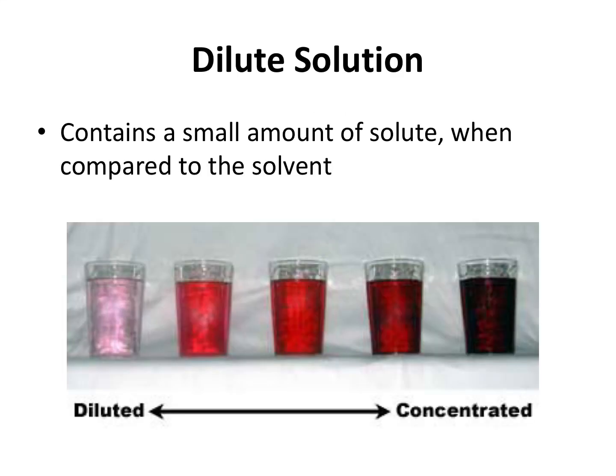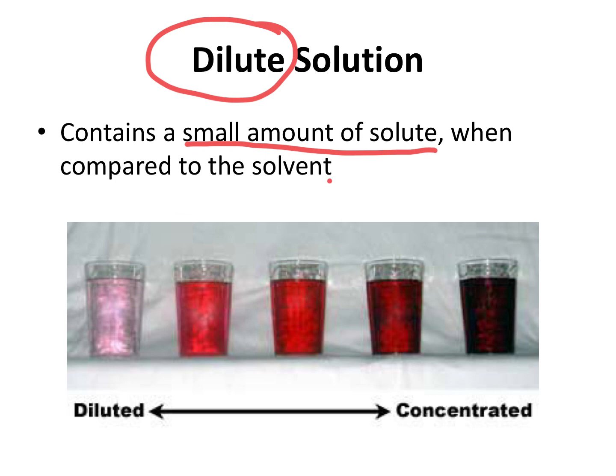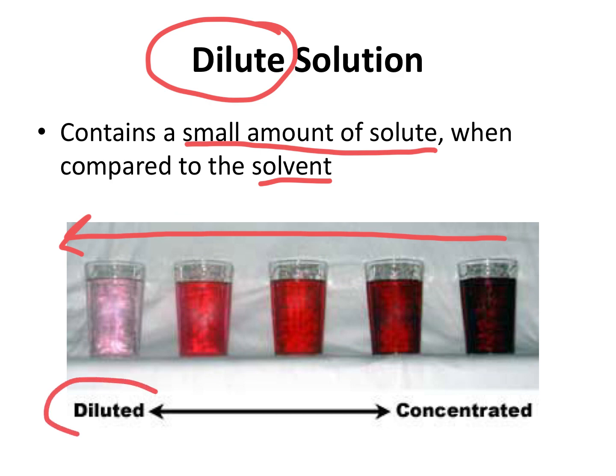Looking at concentration, it really thinks about how much solute is dissolved in solvent. So if we say that the solution is dilute, it means that there's only a small amount of solute dissolved into the solvent. When we look at this diagram below, as we go this way, things are becoming less and less concentrated, so we'd say it's becoming more and more diluted. A dilute solution means there's just not that much solute in the solvent.